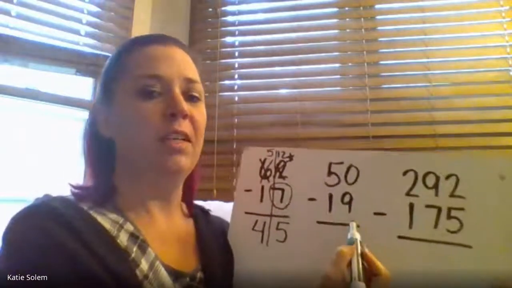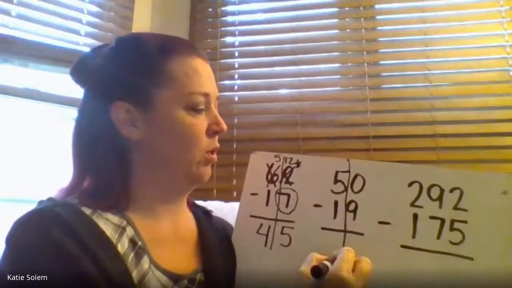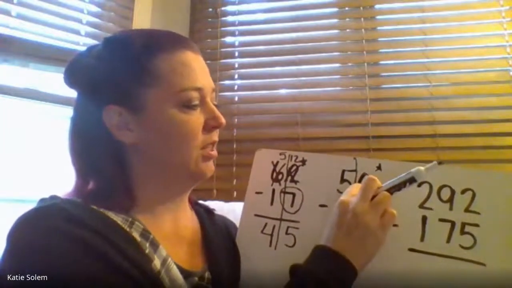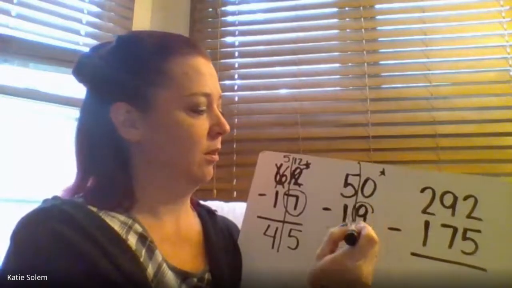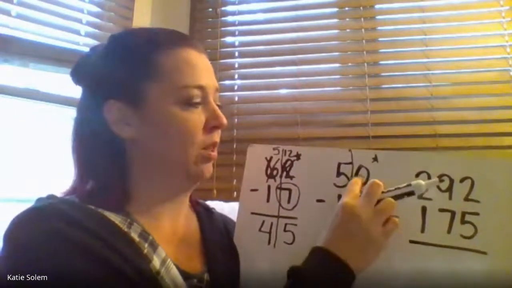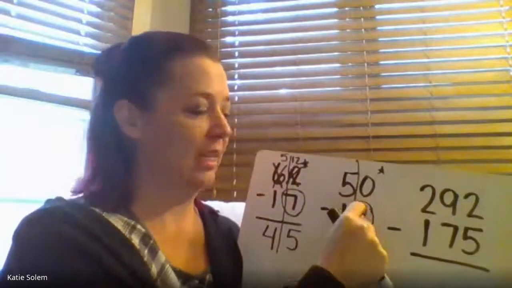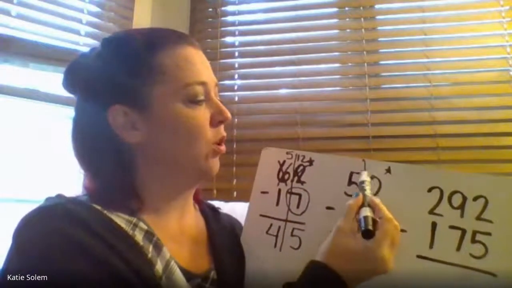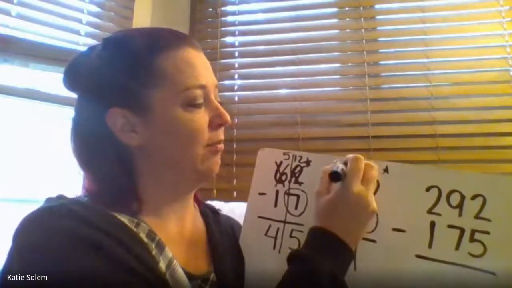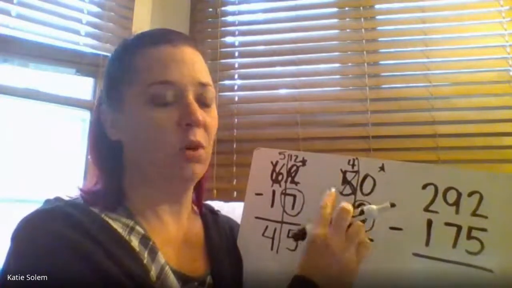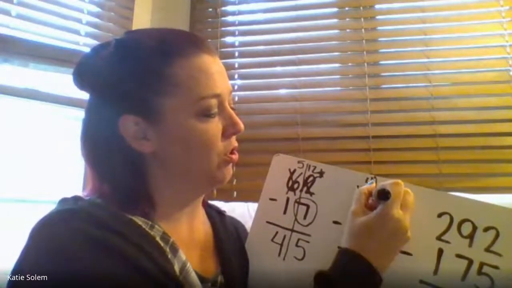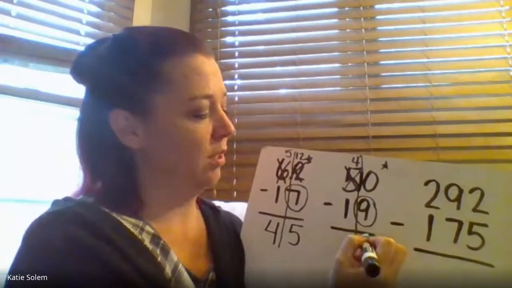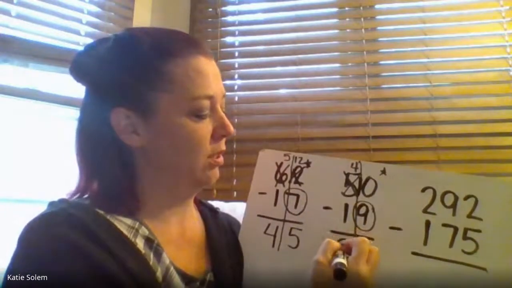I'm going to try another 2-digit one. This problem says 50 minus 19. So again, I'm going to just make sure I'm organized here, and I'm going to start in my ones. And I have 0 minus 9. Well, right away I'm noticing that that 9 is bigger than the 0. If I have 0, I can't take 9 away from that. So what do I need to do? I need to borrow. So we'll go next door and borrow a 10. That 5 will turn into a 4 because now we have 4 tens. And the 0 is going to turn into 10. Now 10 minus 9 equals 1. 4 minus 1 equals 3.